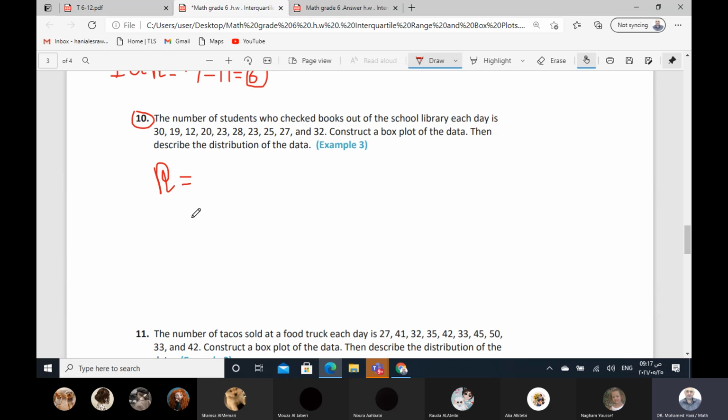Sheikha, are you here? Yes. Sheikha, tell me what is the biggest value here in this data? What is the biggest value here? Is it 30 or 32 or 25? What is the biggest value? 32. I want the answer from Sheikha. Sheikha, please tell me what is the smallest value here? 12. Excellent. Help me, Sheikha, please. 32 minus 12.